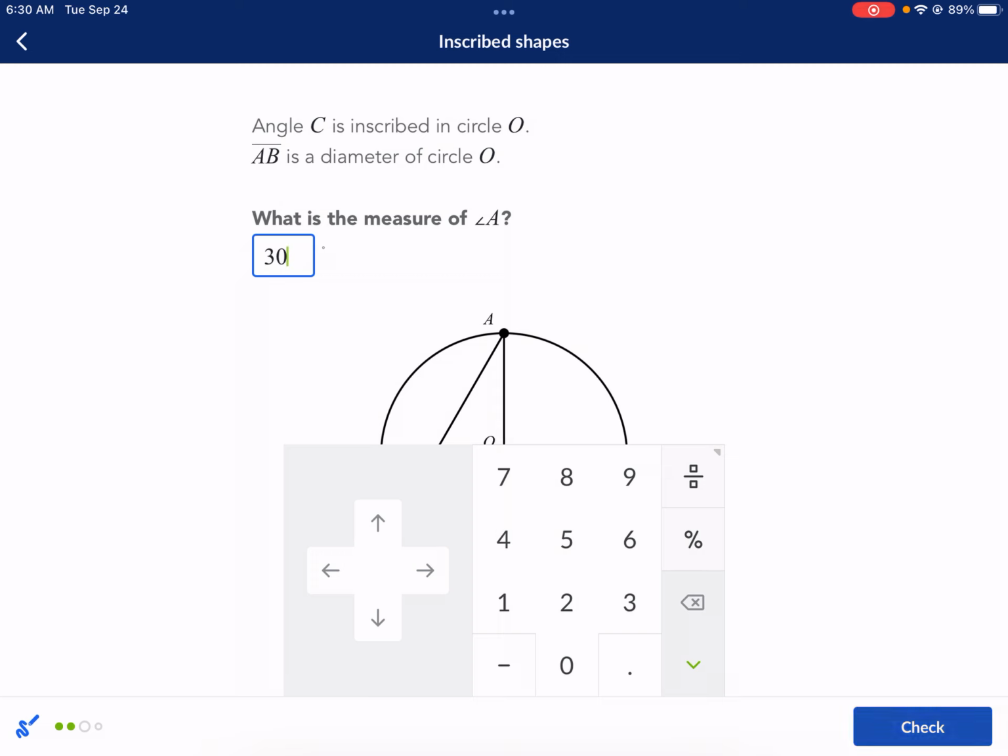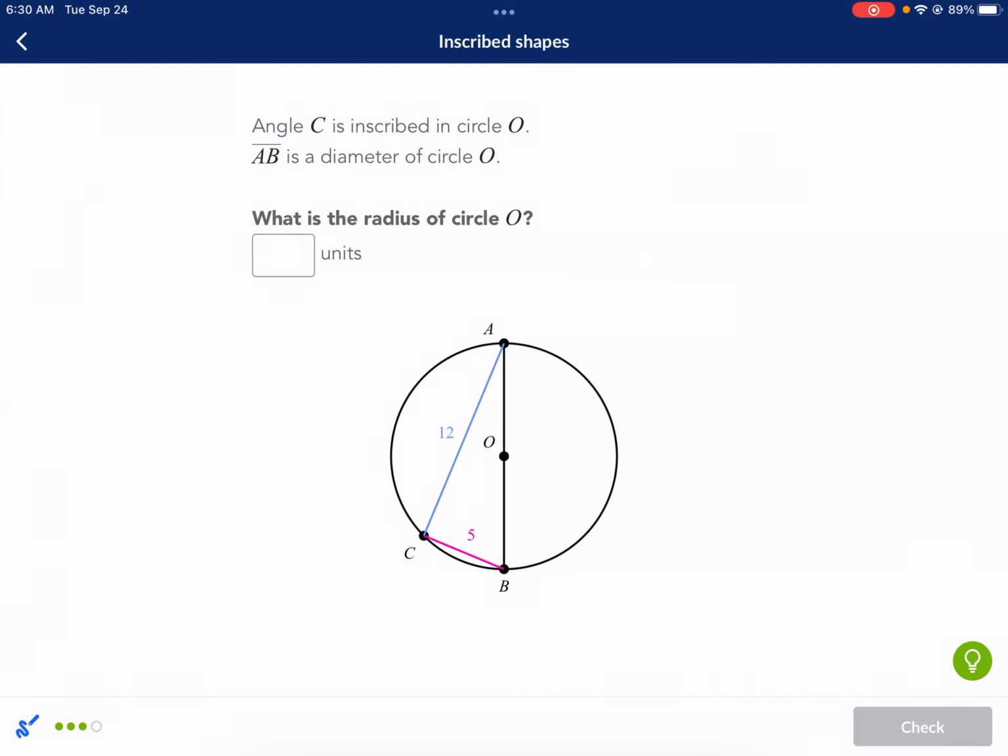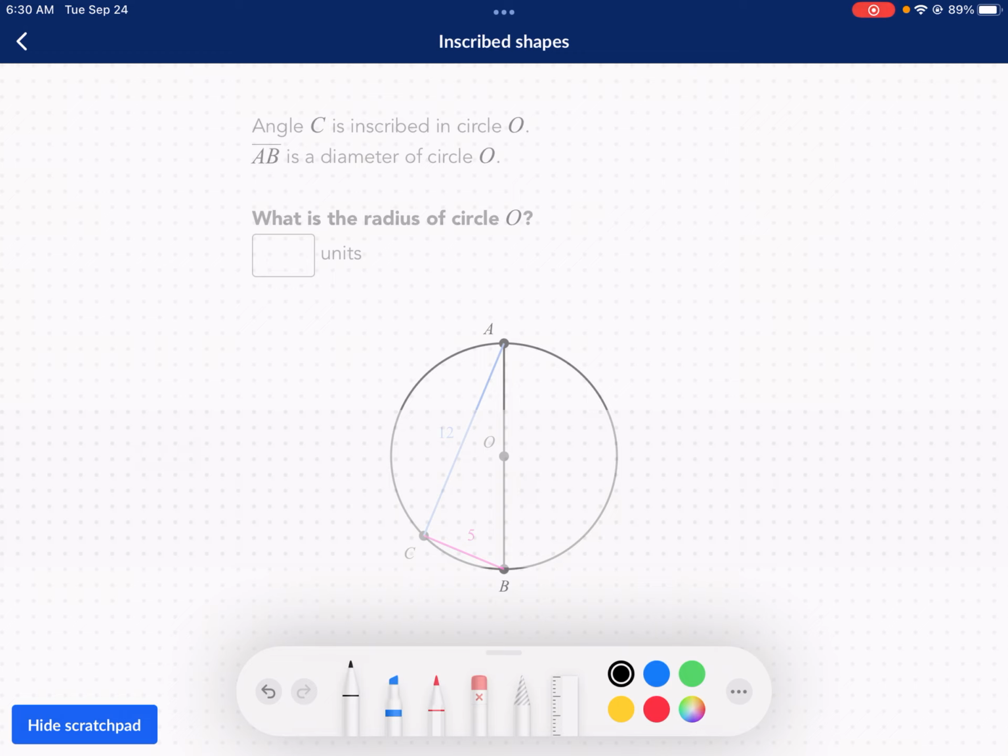I need the degree. No, I don't. Okay, last one. Angle C is inscribed. AB is the diameter. Okay, we just talked about the diameter. This is going to be useful. What is the radius? Okay, this time we're talking about lengths. All right, so this is kind of cool.